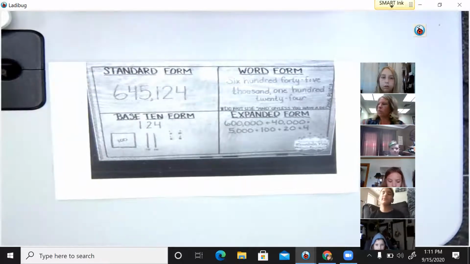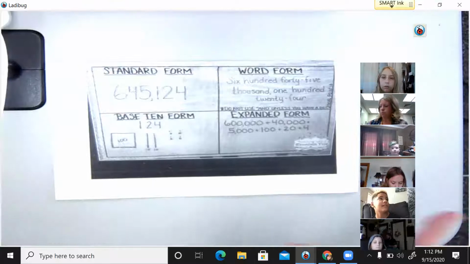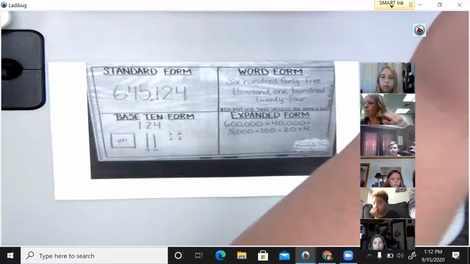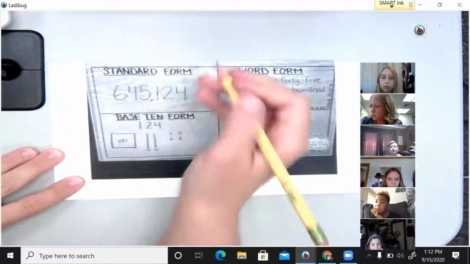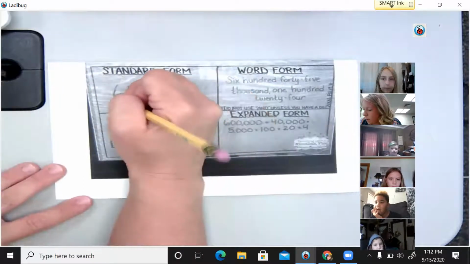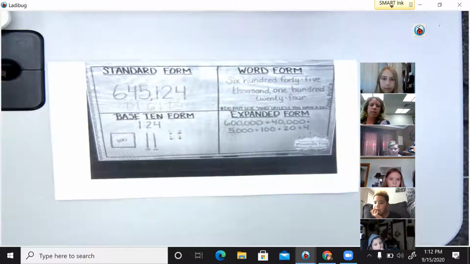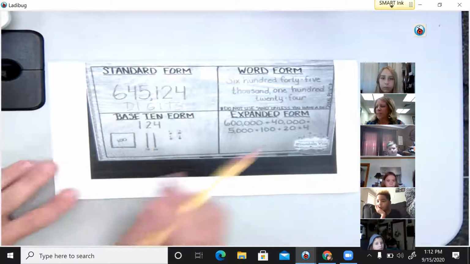So this is using digits to make a number. Okay, right here, I wrote digits. Let's write it real big here with a marker. There you go. We have some digits there. Now, let's look here. What is base 10?